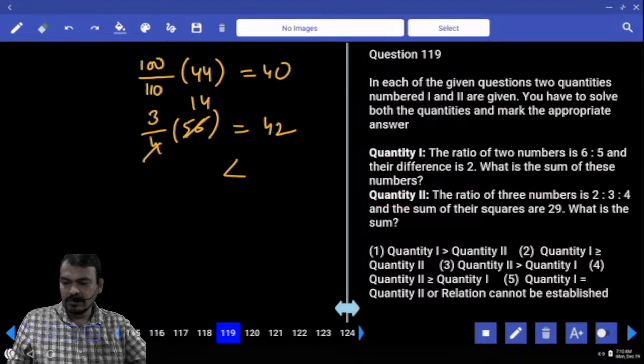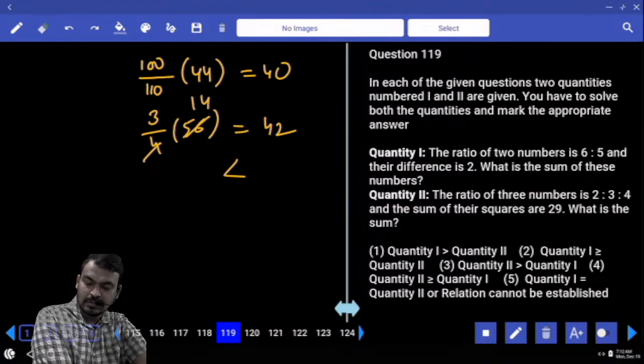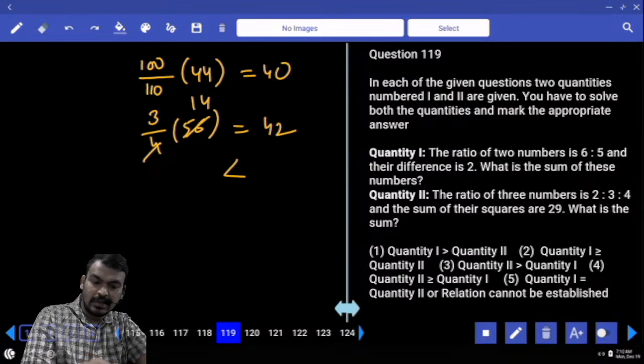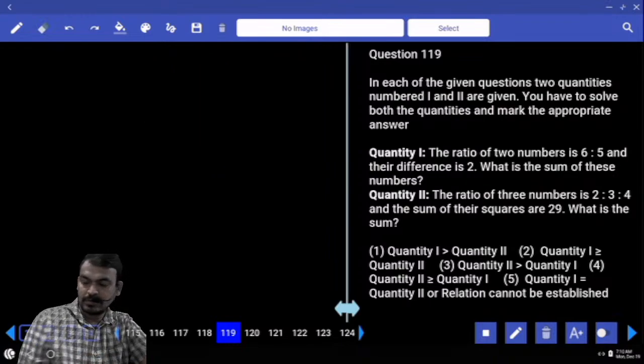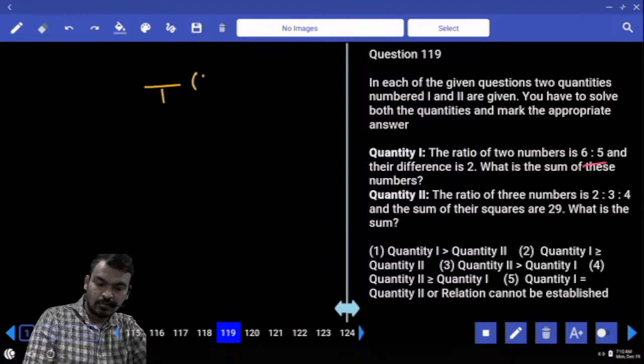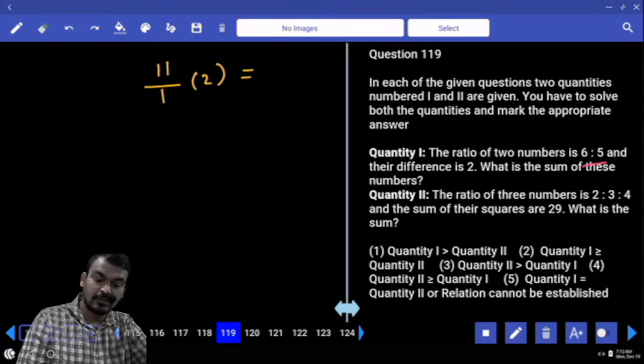Next, 119. The ratio of the two numbers is 6:5. The difference is given as 2. What is the sum of the two numbers? What is the difference in parts? One part. What is the one part value? 2. But we require the sum. How many parts do we need? 11 parts. What is the 11 parts value?